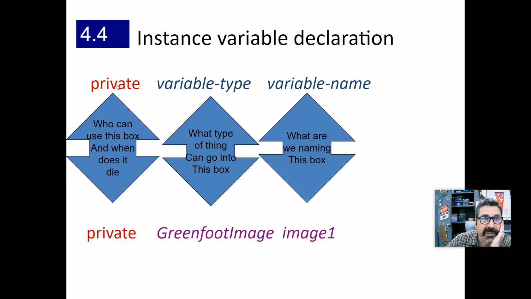So the first word is always public or private. Okay, the next one is a variable type. So is it going to hold Greenfoot images? Is it going to hold integers, int? Is it going to hold booleans? Okay, what's it going to hold? And then here's the name of the thing.